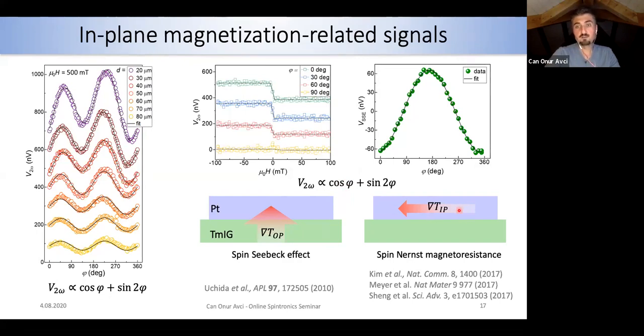On top of that, now we know that we also have an in-plane gradient, and that in-plane gradient should give rise to a more recent discovery, let's say the spin-Nernst magnetoresistance. So it's like a spin-Hall magnetoresistance. However, the magnetoresistance, so the sin 2φ behavior, is driven by the spin-Nernst effect rather than the spin-Hall effect. And spin-Nernst effect is the thermal counterpart of the spin-Hall effect.